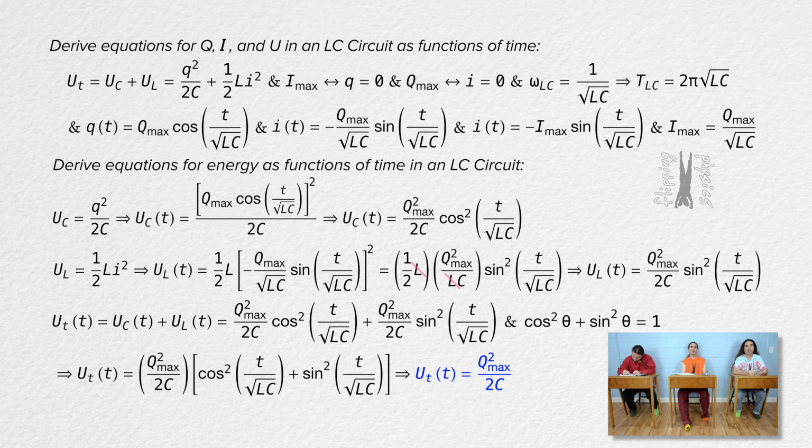That means the total energy in the LC circuit as a function of time equals maximum charge squared over 2 times capacitance. And that actually does not change over time because the total energy in the LC circuit is constant because all the wires are ideal and have 0 resistance, so no energy is being dissipated in the circuit. We just proved that. Exactly, Bo.